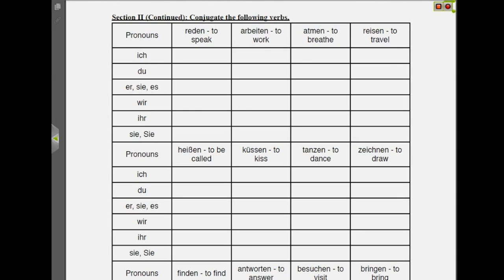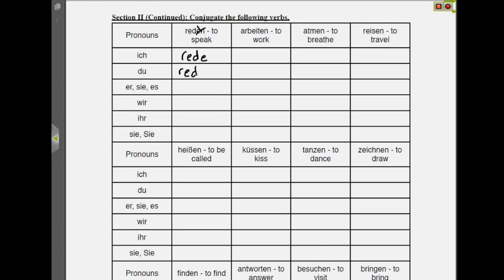So, first of all, we drop the en like we do with every verb, for reden, to speak, and then we have to add our endings. So we would have ich rede. Du, you would think, is supposed to be du redst. You would just add an st to the end of it.